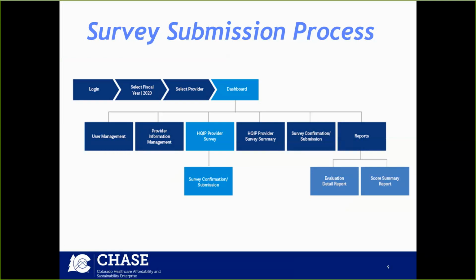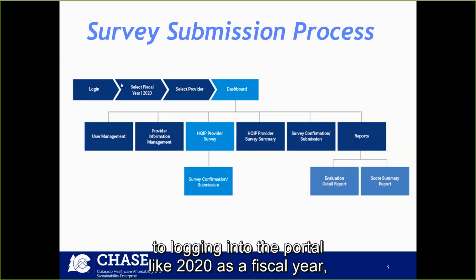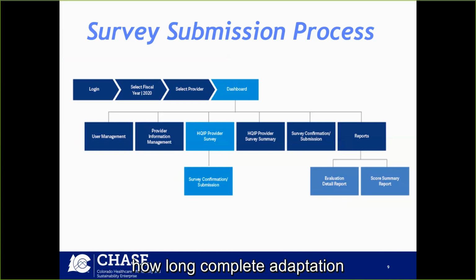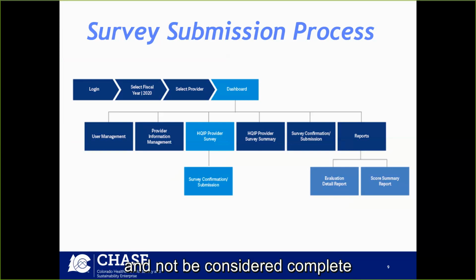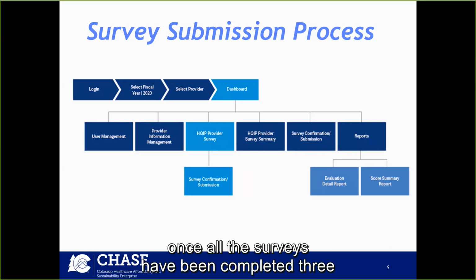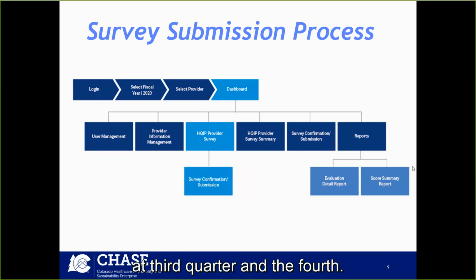Next slide, Emma. So this chart outlines the survey submission process. You'll log into the portal, select 2020 as your fiscal year, select your facility on the dashboard, access and complete the HQIP provider survey, submit the survey on the survey summary page, and then have a hospital executive complete attestation on the survey confirmation and submission page by June 30th. Just one thing to note, the survey submission will not be considered complete if attestation is not completed by a hospital executive. Once all the surveys have been completed, we will start scoring and have finalized scores entered into the portal for you to view through the evaluation detail report and the score summary report.